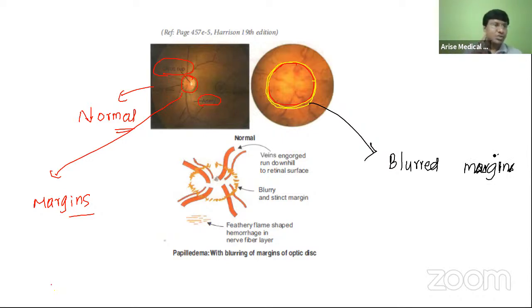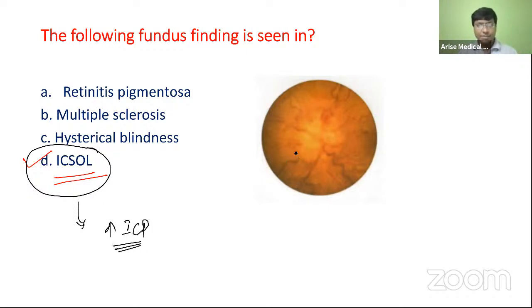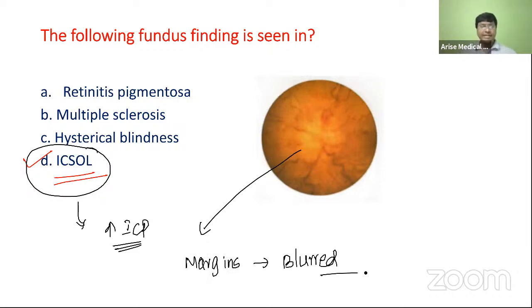If there are blurred margins of the optic disc, remember, where will you have them? In conditions wherever there is raised intracranial pressure. In the options given to you, in intracranial space occupying lesion, you will have raised intracranial pressure. And because of this raised intracranial pressure, the margins are completely blurred. So this is a case of intracranial space occupying lesion.